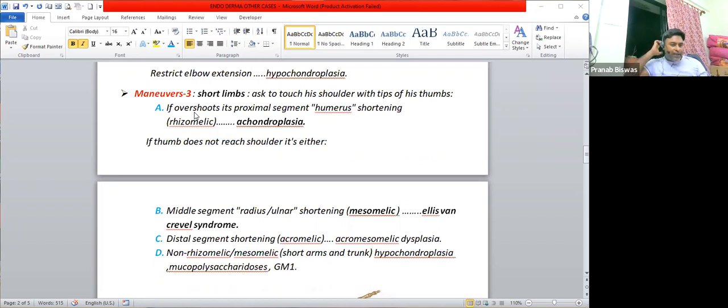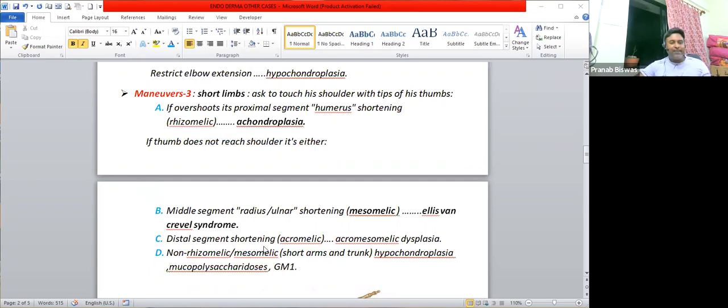Now, if there is mesomelic shortening, whenever the child is doing that, at the same time we can find out whether rhizomelic or mesomelic shortening is there. If this hand is not reaching up to the shoulder, then only radioulnar shortening is there. Here we can identify mesomelic shortening, which is present in Ellis-van Creveld syndrome.